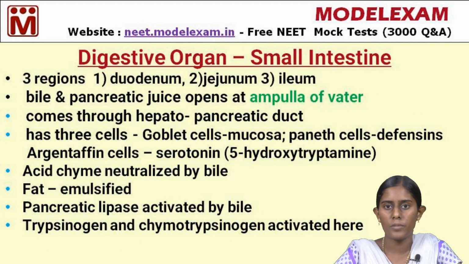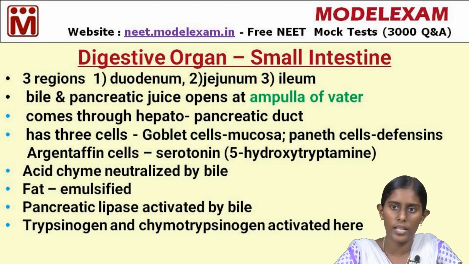The food from the stomach enters into the small intestine through an opening, the pyloric sphincter. Pyloric sphincter means contracting muscles. Through the pyloric sphincter, it opens into the duodenum itself. The small intestine has three regions: duodenum, jejunum, ileum. Duodenum is the shortest part. Here the chemical digestion and absorption of food take place.